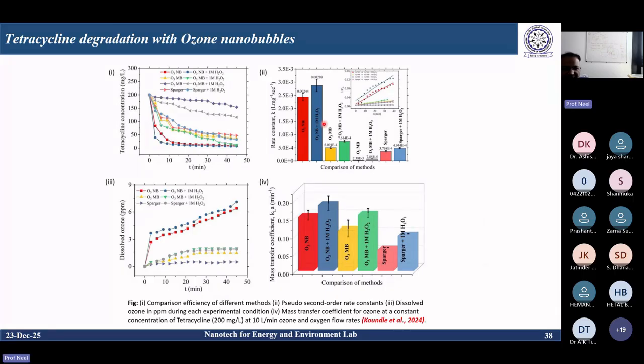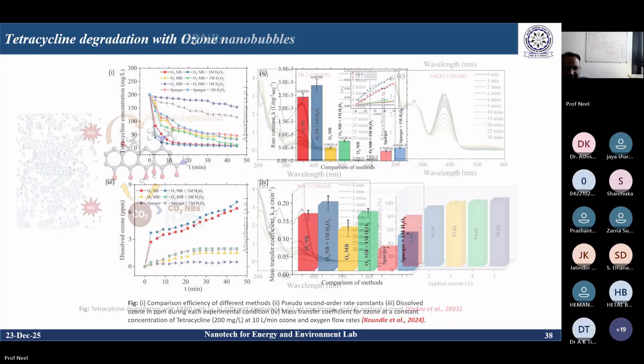You can clearly see the rate constant here. The tetracycline concentration. Tetracycline is basically an antibiotic, which is often seen in the pharmaceutical industries, and tetracycline can be degraded very easily in a much better way actually. And the rate constant can be seen clearly, and also the mass transfer can be seen clearly. I mean, it's much better in case of the nanobubbles, right?